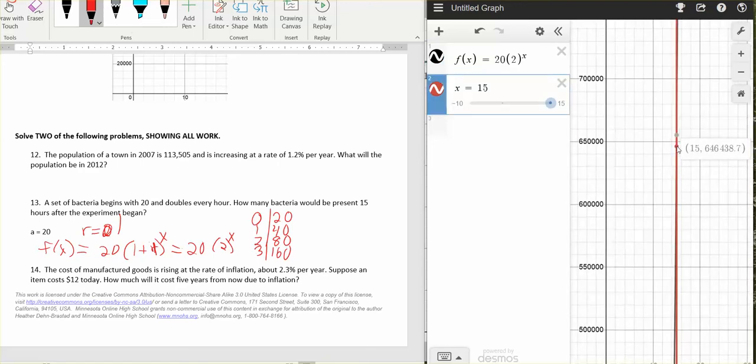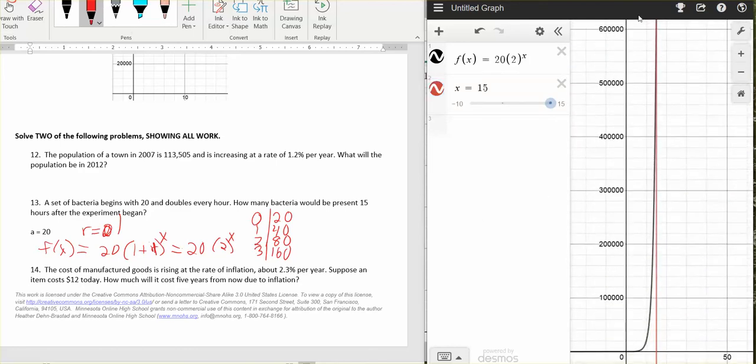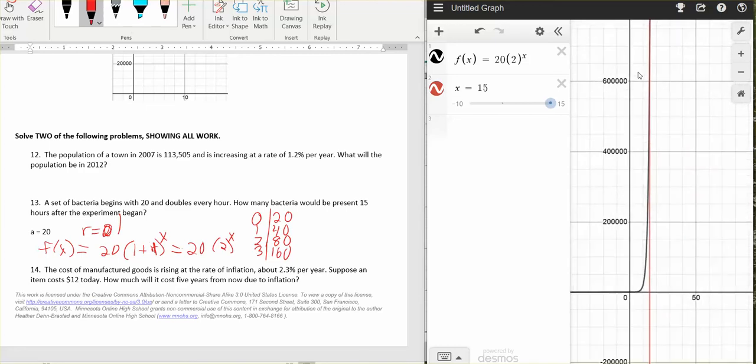15, look at that. It's at like 650,000, somewhere in there. 655,360. So if they are going to double every hour, that is some really fast growing bacteria. But that's how you would answer it from this problem. And then the graph of this is going to be a little bit tricky because you can't see everything at one time unless you really zoom out.